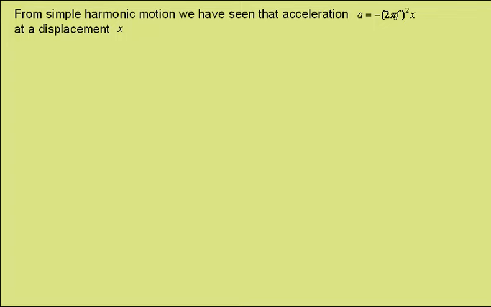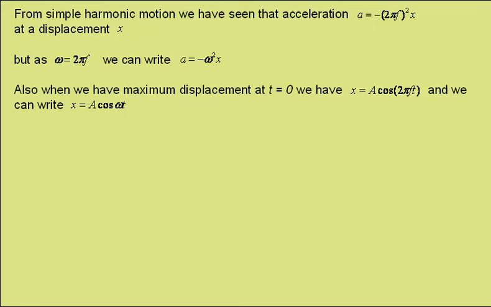From simple harmonic motion we've seen that the acceleration a is given by minus 2 pi f squared x, where x is the displacement. But as omega is equal to 2 pi f, we can write the acceleration a being equal to minus omega squared x. Also, when we have maximum displacement at the start at t equals 0, we have the formula x is equal to A cos 2 pi f t, and so we can write that x is equal to A cos omega t.